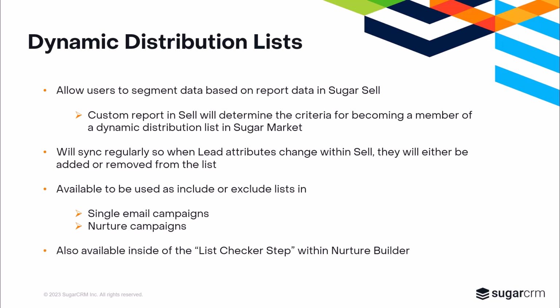This list will sync regularly, so when customer attributes change within Cell, they will be either added or removed to the list depending on whether they meet the criteria or not. These lists will be able to be used in single email campaigns and nurtures as both include lists or exclude lists. These lists will also be able to be used inside of nurtures in the list checker step so that the flow of a nurture can branch based on whether the customer is a member of a dynamic distribution list.